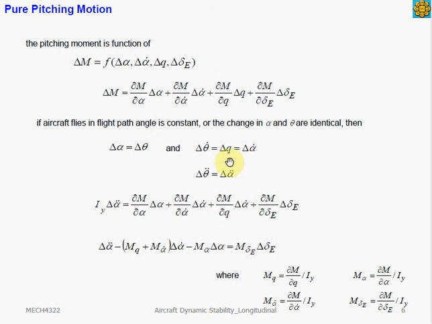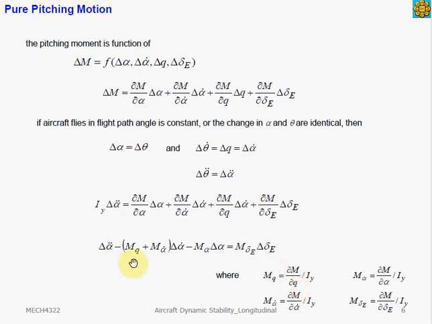We can also equate this Euler angular velocity, theta dot, to the body fixed pitch rate, Q. With this assumption and simplification, the equation of motion is now described in terms of one variable, which is the angle of attack and the derivatives of it, and one input variable, which is the elevator deflection. The equation of motion is then rewritten in terms of the stability derivatives. These stability derivatives are essentially the partial derivatives divided by the moment of inertia.